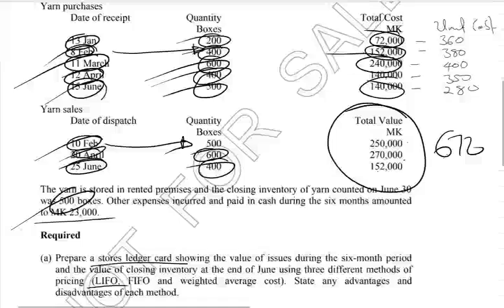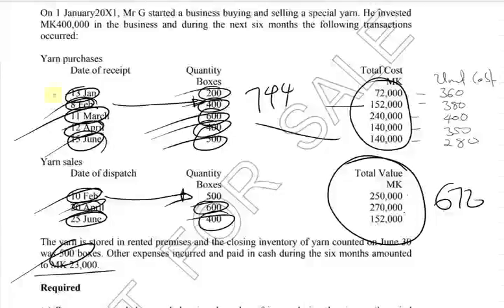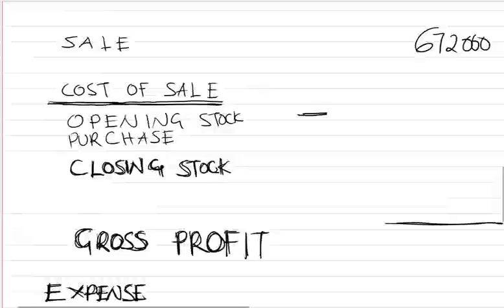The purchases, we'll have to add the amount of purchases. So we're going to add 72,000, 152,000, 240,000, 140,000, 140,000. We should find 744,000.